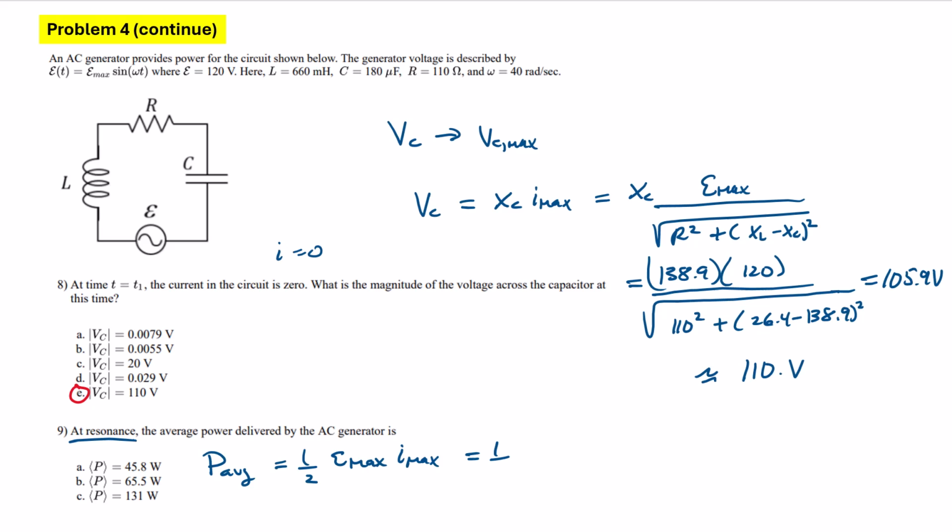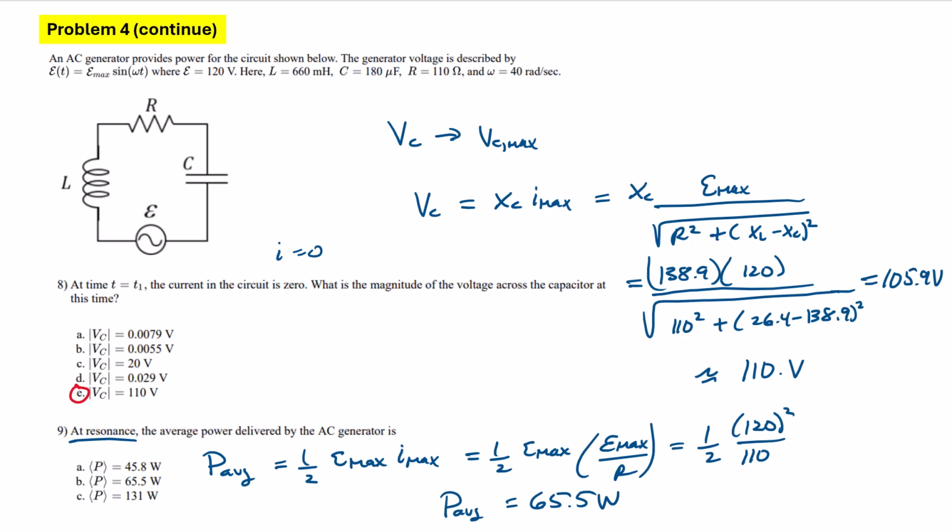They just cancel each other out. So what you're left with is 1/2 E max, and my maximum current is simply that maximum voltage divided by only the resistance. So this is 1/2 times the maximum voltage, 120, squared, divided by only the resistive component, which is 110. You substitute the values, and we should get an average power of around 65.5 watts. And that corresponds to choice B. All right, let's go to problem 5.